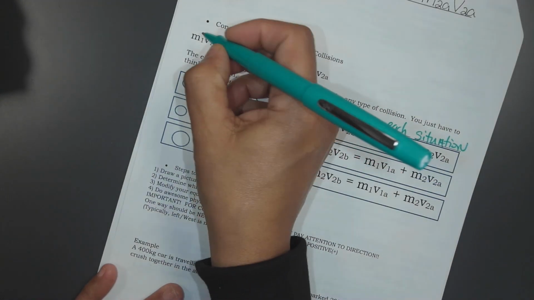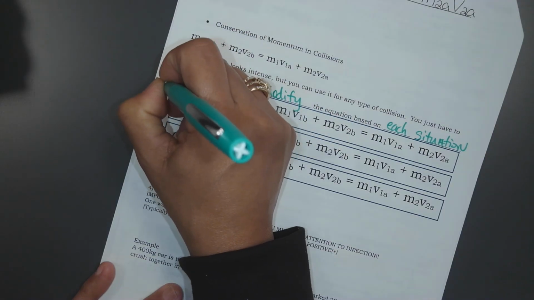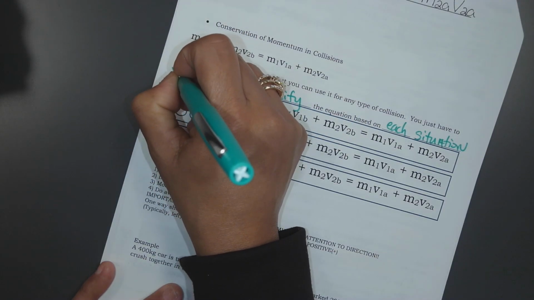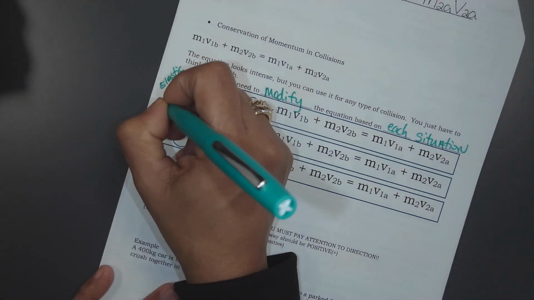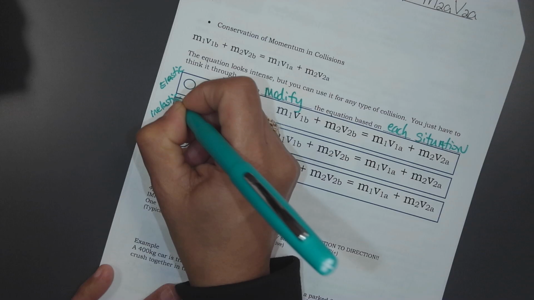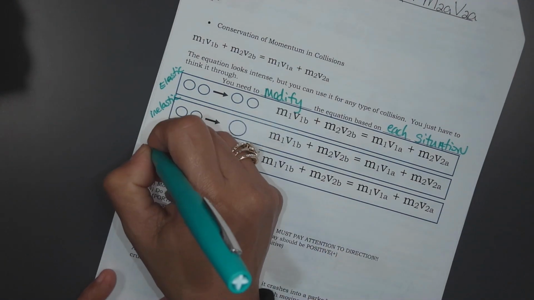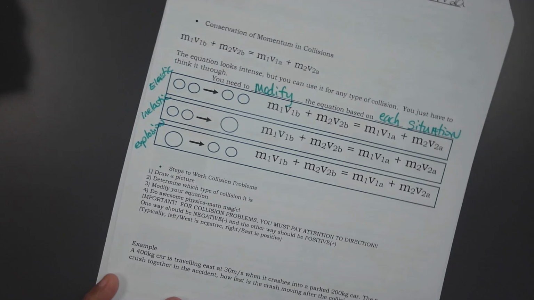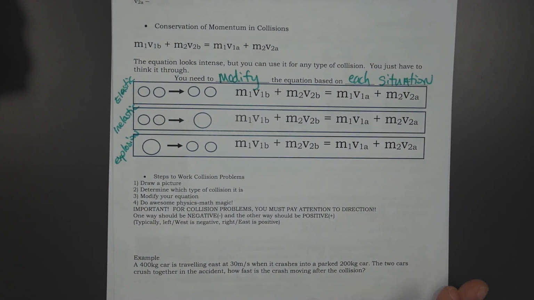So first thing, over here, this is going to be an elastic collision. The next one's going to be an inelastic collision, and our last one's going to be an explosion. Remember, those are the 3 that we're going to focus on for this unit. Those 3 types of collisions.